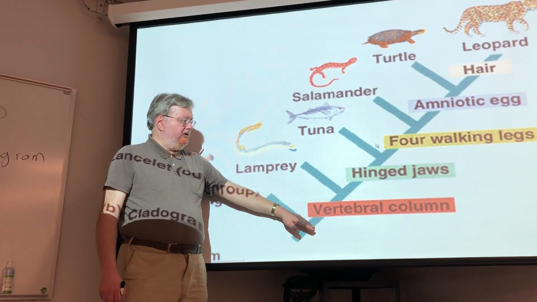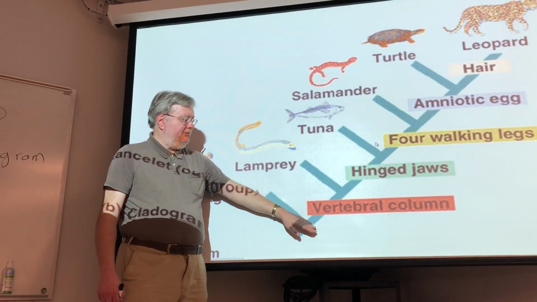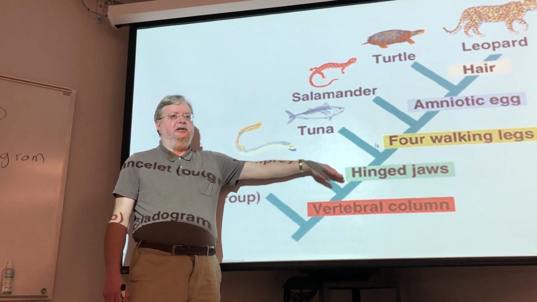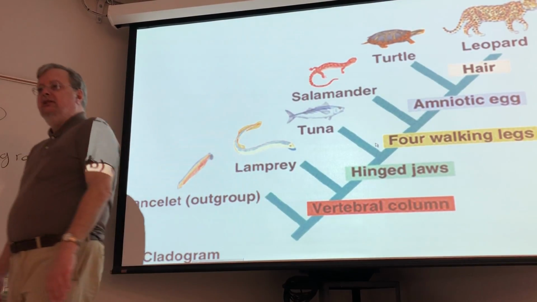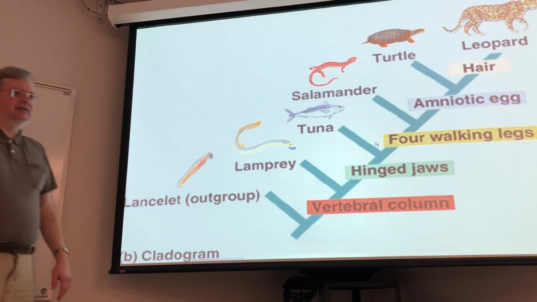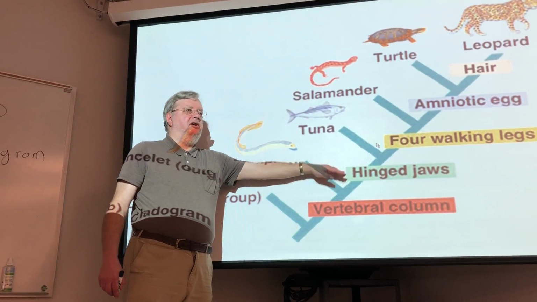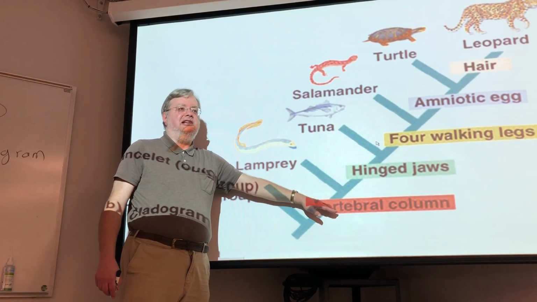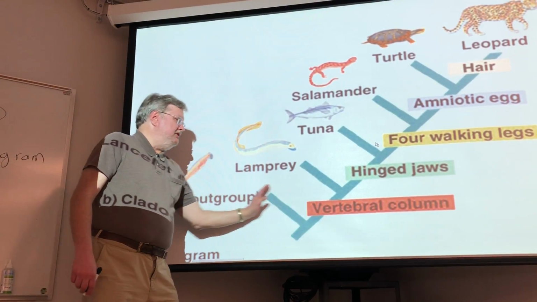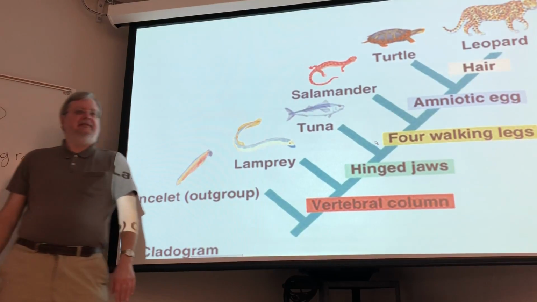So first of all, vertebrae, the vertebral column, is an apomorphy of the clade of vertebrates. That's a very early apomorphy. In fact, it is a synapomorphy of vertebrates. All vertebrates have a backbone. That's a synapomorphy that can distinguish them from their closest relatives.